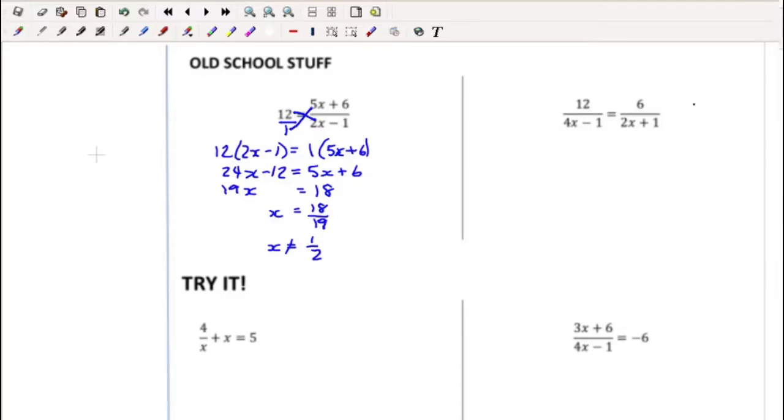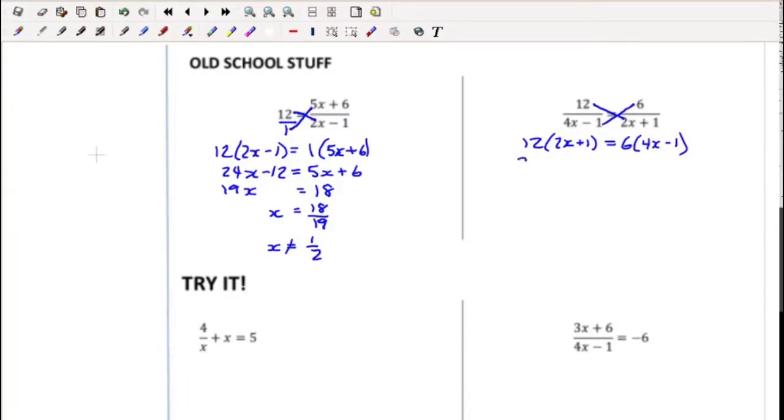This second example is already set up for you with a fraction on each side, so you can cross multiply: top of one side times the bottom of the other, bottom of one side times the top of the other. So I get 12 times 2x plus 1 equals 6 times 4x minus 1. This cross multiply only works if there's an equal sign in the middle. Don't get it mixed up with fraction multiplication. When you multiply fractions on the same side of an equal sign, it's always top times top and bottom times bottom. But when we cross multiply, it's top of one side times the bottom of the other, etc.